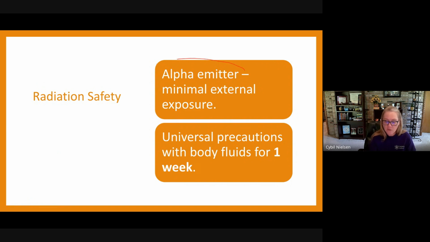Radiation safety, it's an alpha emitter, so minimum radiation safety. As long as you don't get it inside of you, you can be around that patient. So it's universal precautions for a week.